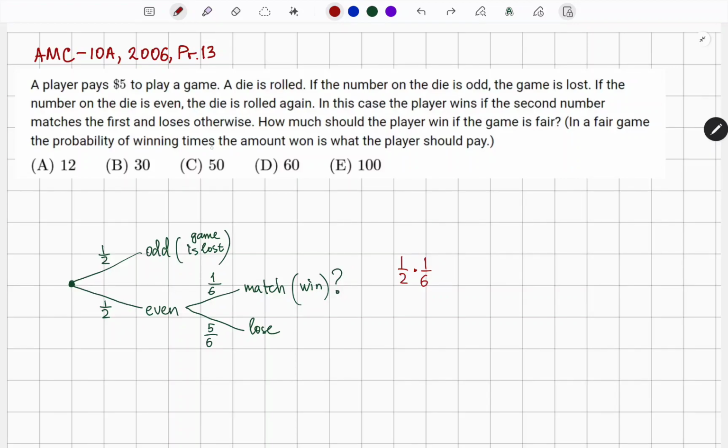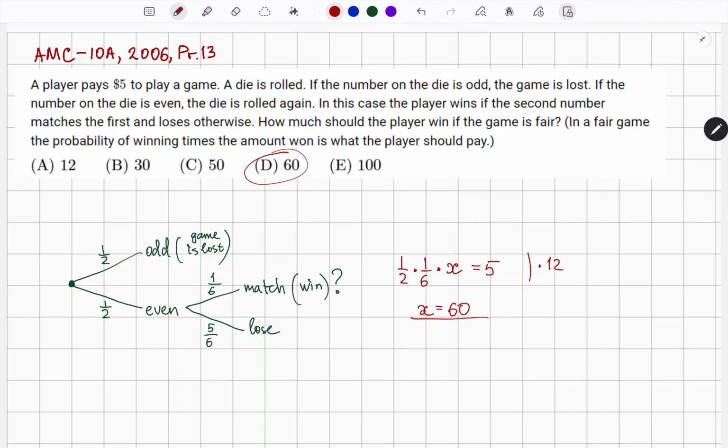So the probability of winning times the amount won, X, which is what I'm looking for, is equal to what the player should pay. It's $5. I solved this equation just by multiplying both sides by 12. So it gives me 60. $60 is my expected win if it's assumed that the game is fair.